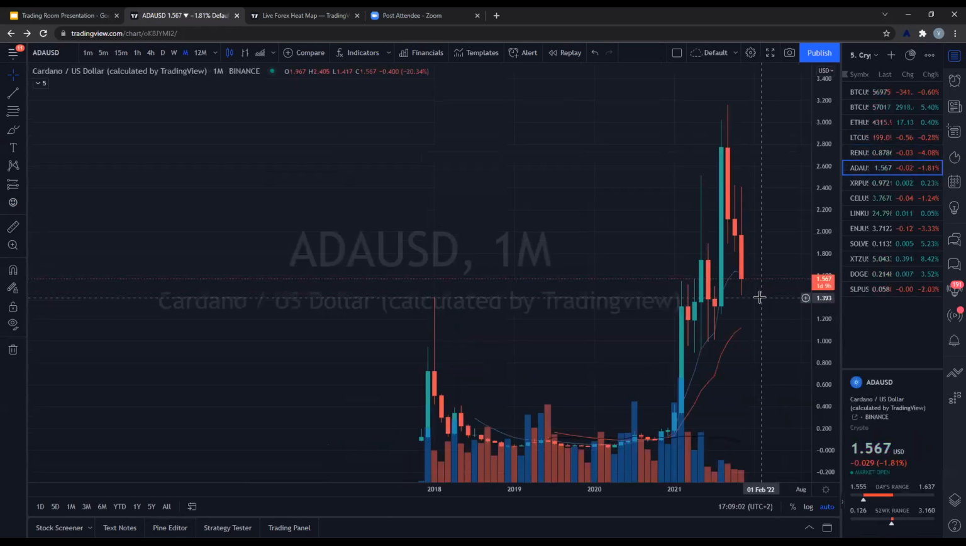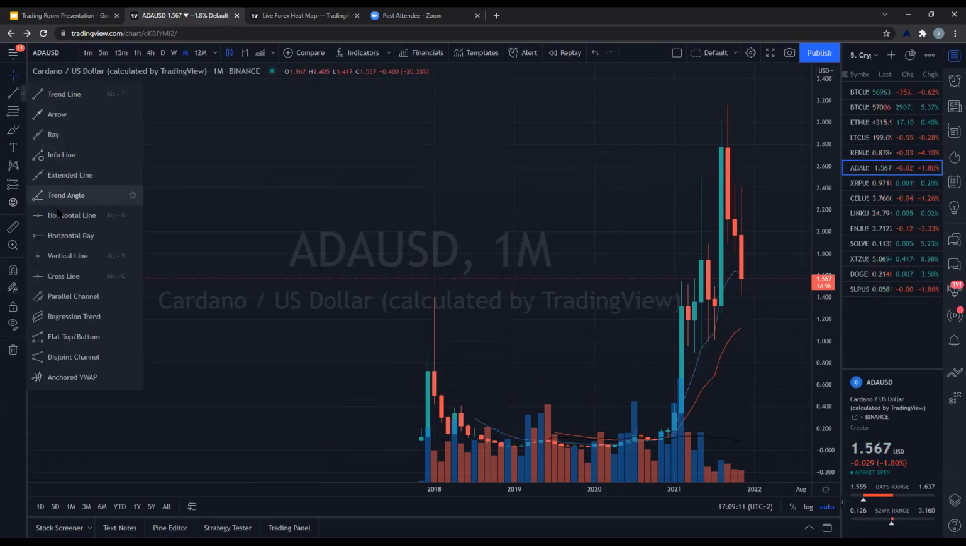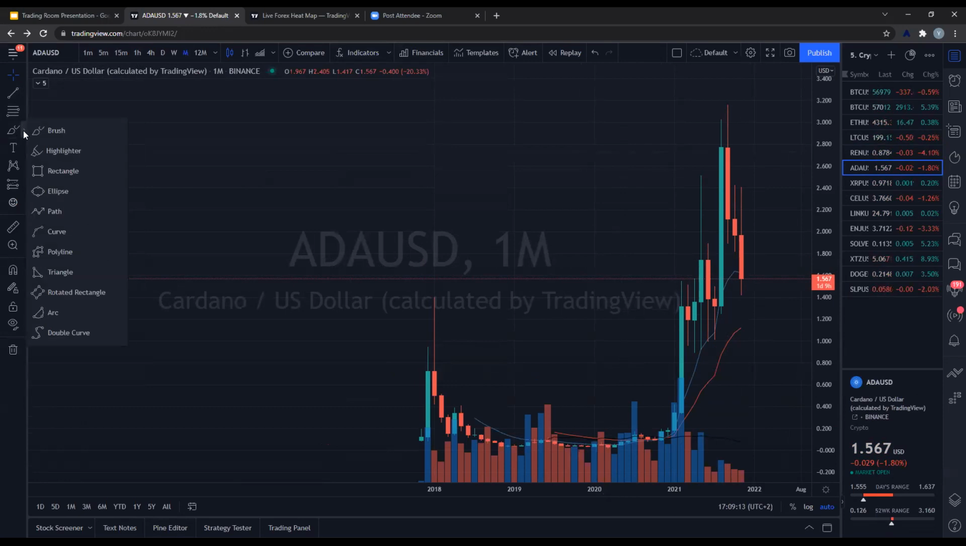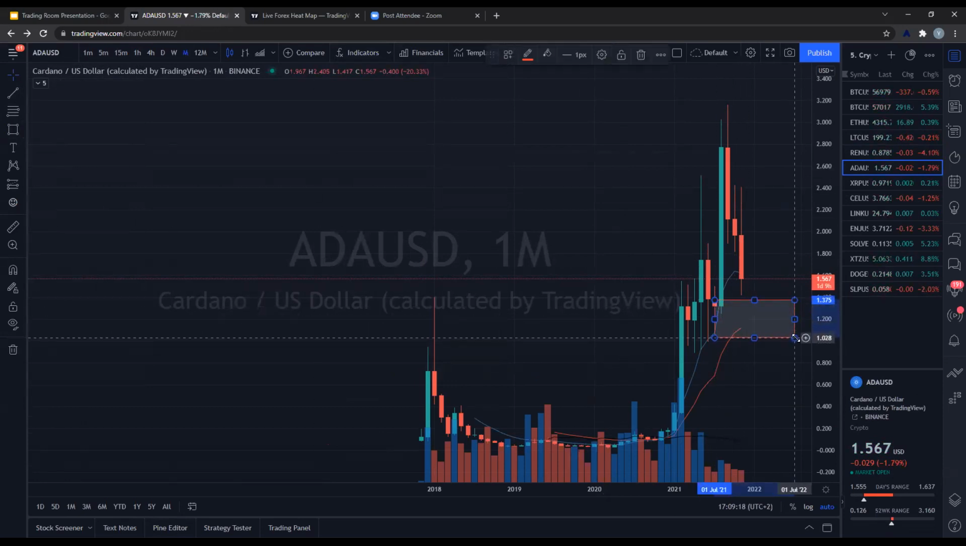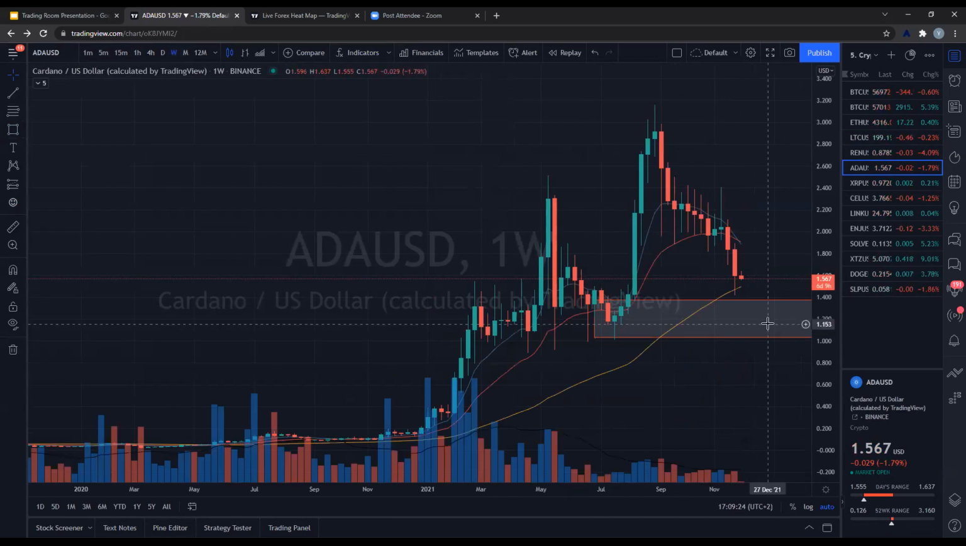Cardano has been moving lower. Looks pretty bearish still. It is right on top of this demand zone, but hasn't touched it yet. This is quite a strong demand zone.